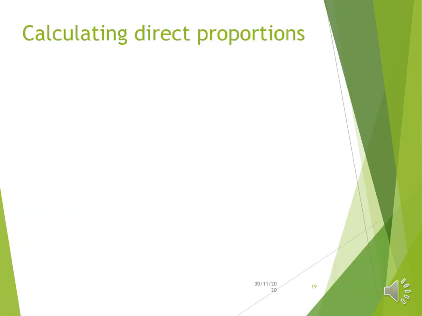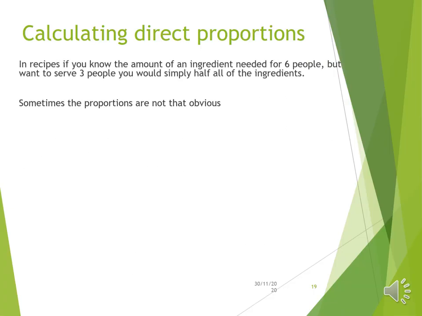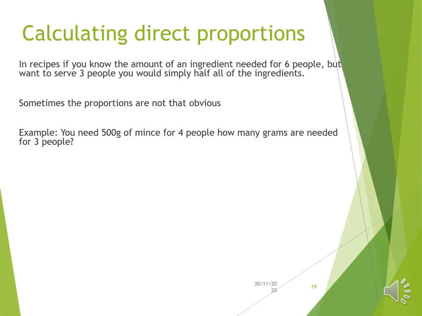So, calculating direct proportions. Now, there's something called direct proportion and inverse proportion. We're going to come back to inverse proportion later on. We're going to go through direct proportions right now. So have a look at this. In recipes, if you know the amount of an ingredient needed for 6 people but want to serve 3 people, you would simply halve all the ingredients. Sometimes the proportions are not that obvious. So here's an example. You need 500 grams of mince for 4 people. How many grams are needed for 3?